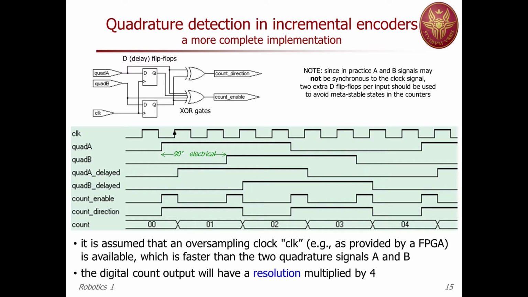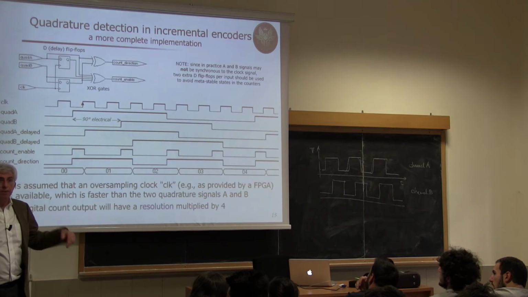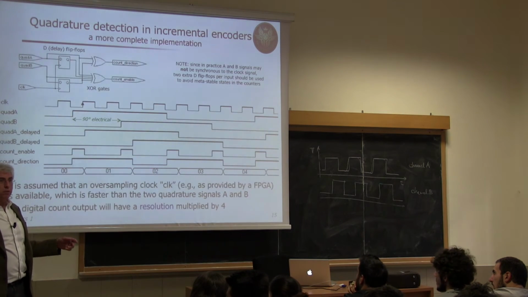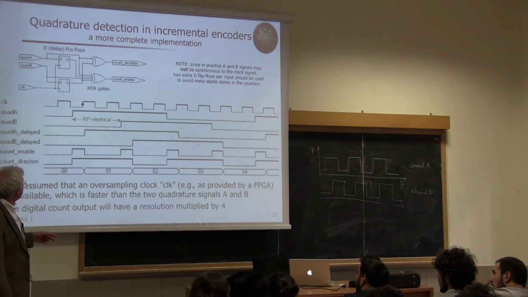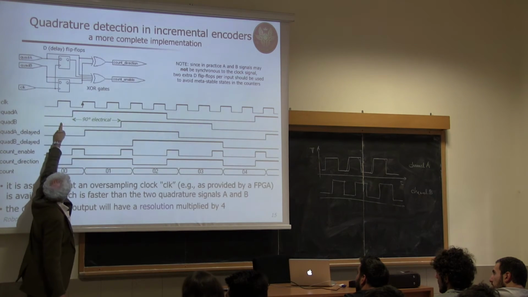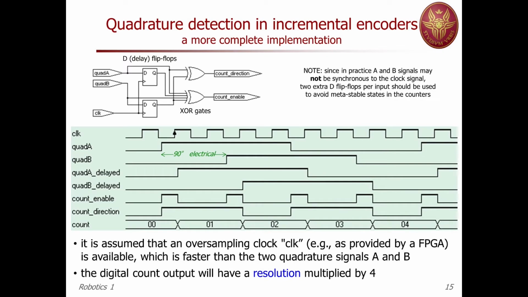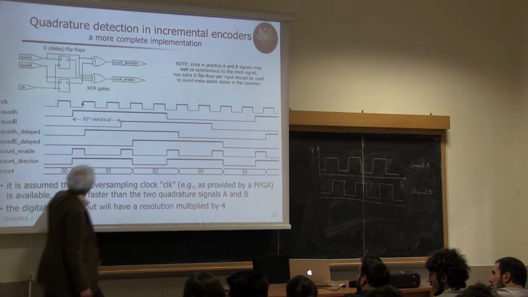One is used to enable the counting, the clock of the counter, the other for having the up-down input to the counter. Okay? So here you see a fast clock. You have here the 2 channel A and channel B delayed by 90 degrees electrical. You see that this clock is much faster than these 2 signals.